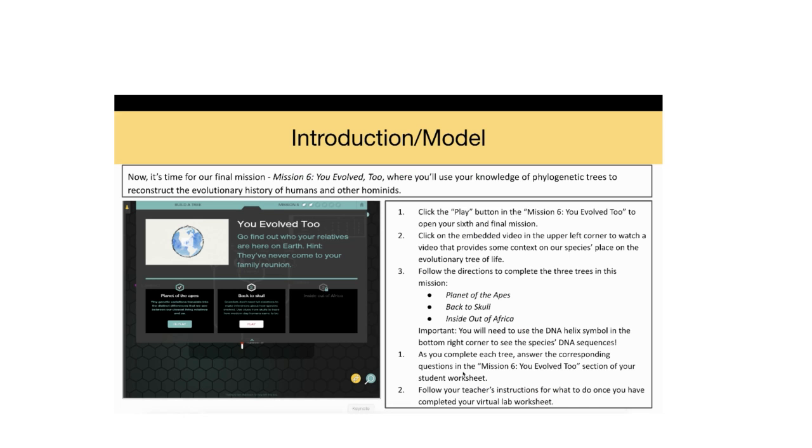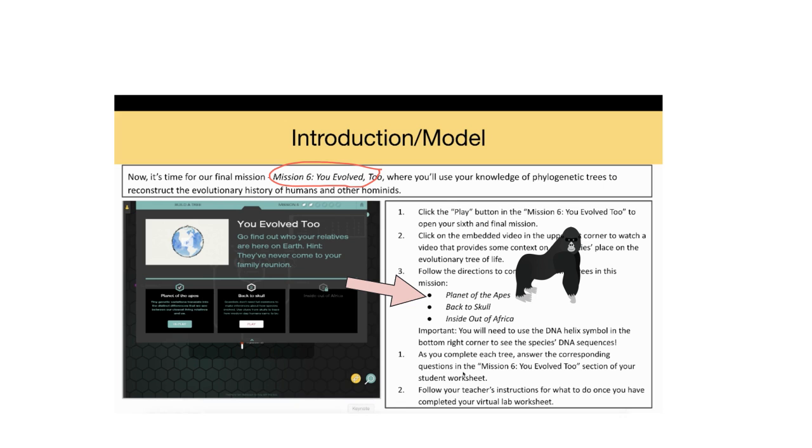Before we start our last mission, Mission 6, You Evolved, we are going to read the instructions. Number 1, click the play button in Mission 6 You Evolved to open your sixth and final mission. Number 2, click on the embedded videos in the upper left corner to watch a video that provides some context on our species' place on the evolutionary tree of life. Number 3, follow directions to complete the trees in this mission.